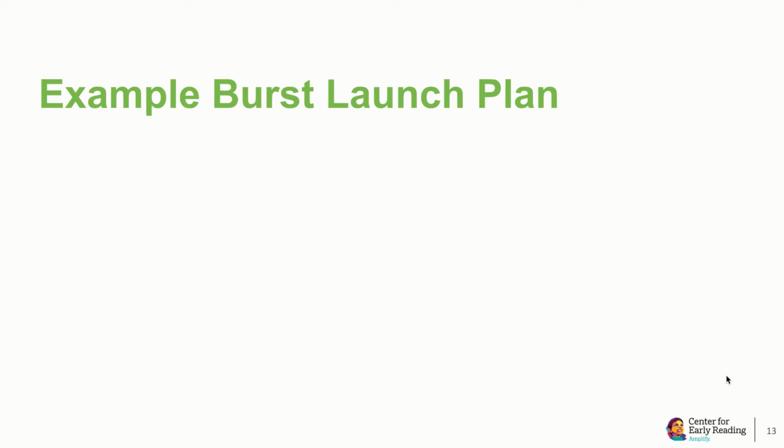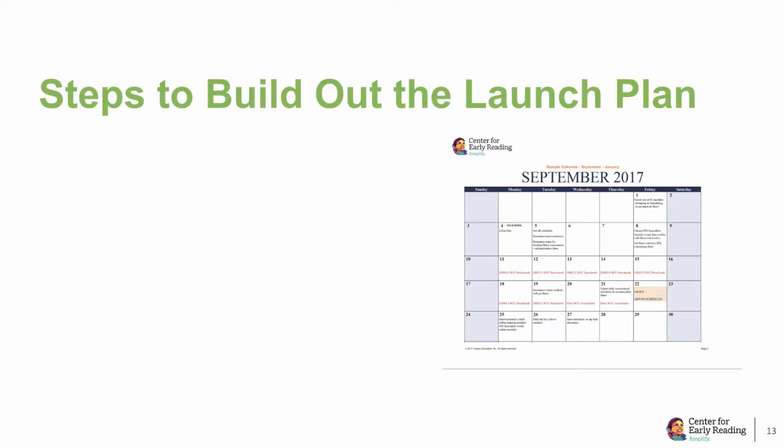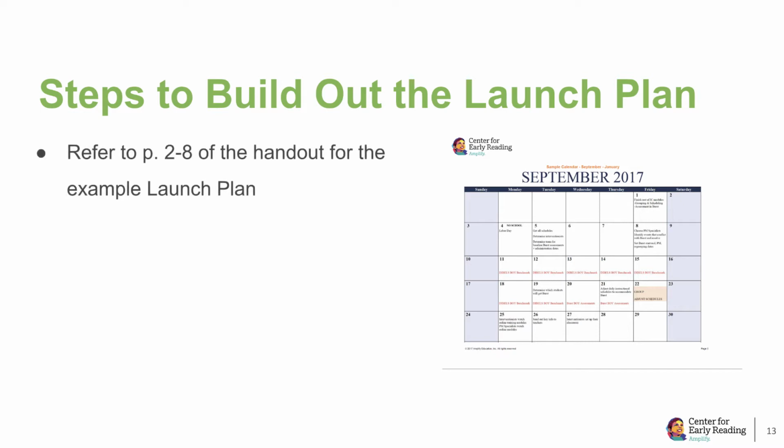From here on out, we're going to refer to your handout. We're going to spend time building out your launch plan. When you download the handout for this session, you will notice that it is a Word doc version, which enables you to edit it and save it as you go. We're going to refer to pages 2 through 8 of your handout to go over the example launch plan. There are key tasks that you will need to complete in order to get burst up and running.